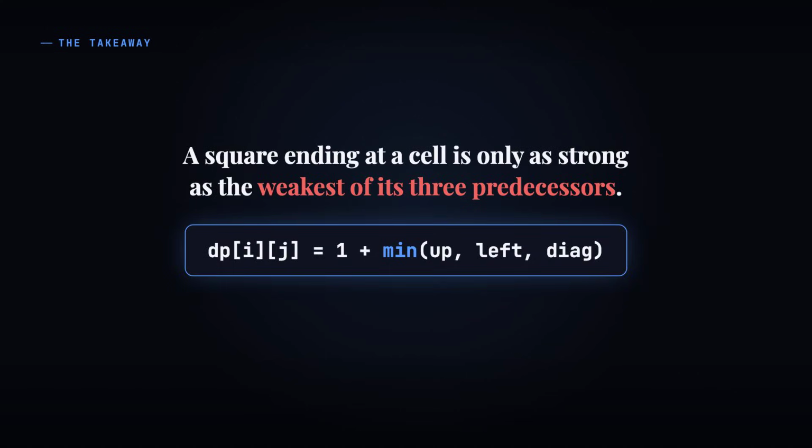Here is the one idea to remember. A square ending at a cell is only as strong as the weakest of its 3 predecessors. 1 plus the minimum of up, left, and diagonal. That single recurrence is the engine behind this entire problem, and it's about to power the next one too.